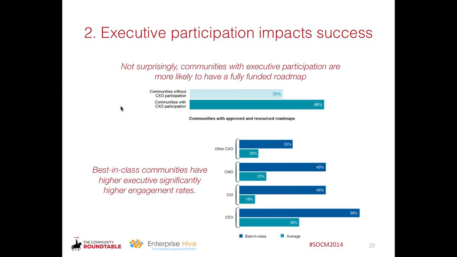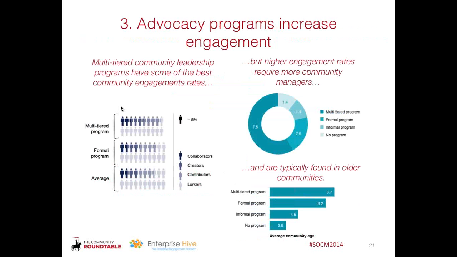And then lastly, from our key findings, we looked at advocacy programs and the impact on engagement that those programs have. So if you flip to the next slide, we can see the difference in the engagement profile and the profile of who had formal programs. And we saw a big difference in engagement between just formal programs and multi-tiered programs. And I'll explain that in this way, which is formal programs tend to have one layer of VIPs or advocates or your most active members.